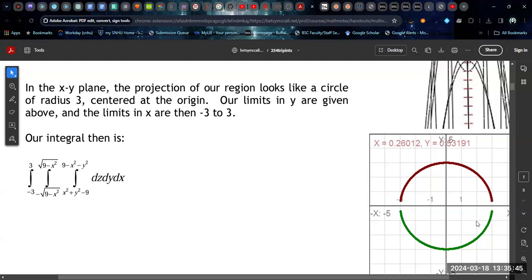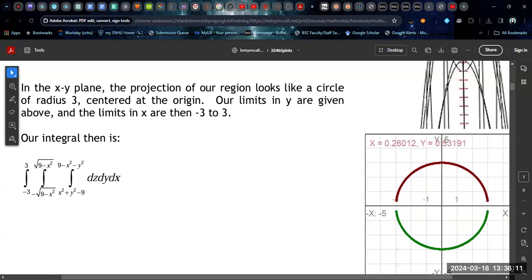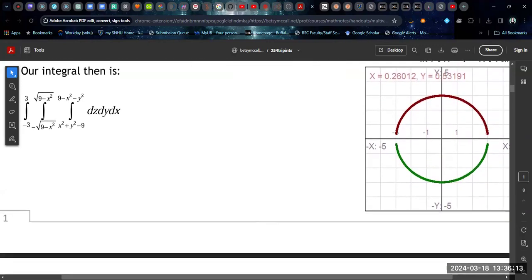This is totally reasonable until we want to try to integrate this. And we would probably require trig substitution to do that. So again, it's easy to visualize. It's not completely insane, but we don't really want to do trig substitution if we don't have to. And so rectangular is maybe not the best way to go. So what we can do is we can try cylindrical.